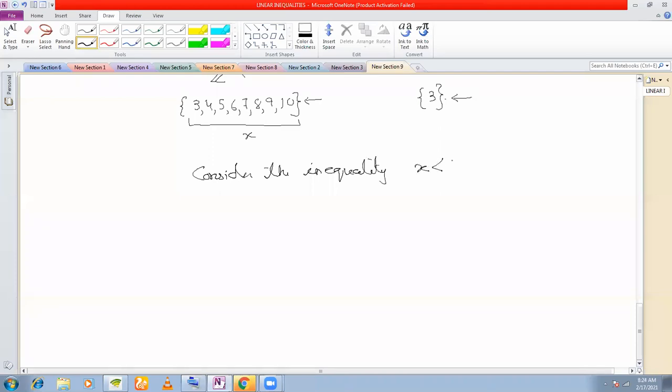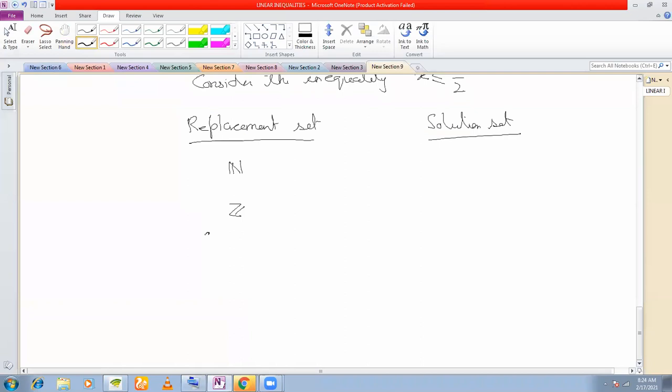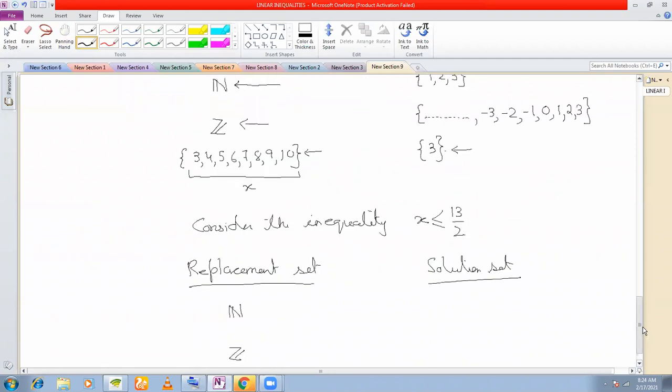x is less than or equal to 13 by 2. Replacement set and solution set. So depending on the replacement set, you will get a solution set. First set I give you N, next set I give you Z, and the third set I give you as this. So consider the first one.